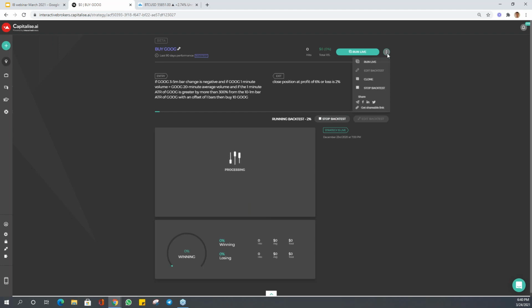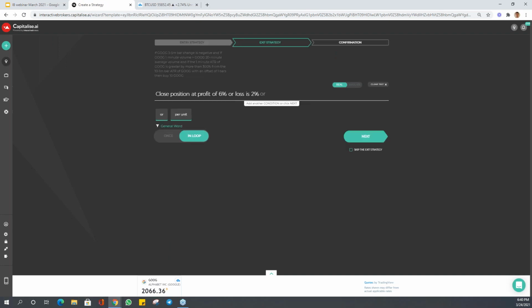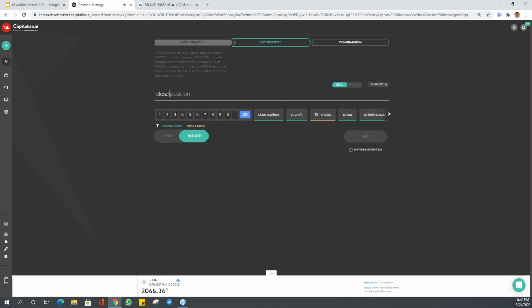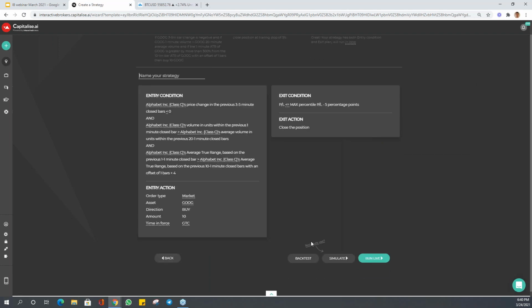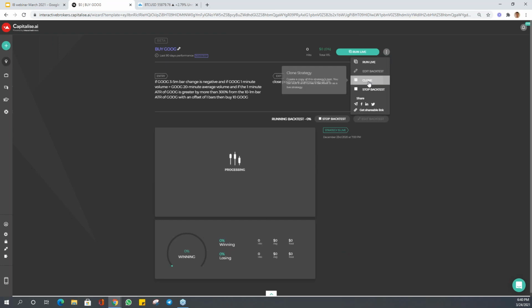Let's quickly clone. Remember, to optimize or to create this exact same strategy, just clone it. So we'll clone, and let's leave the entry as is and change the exit. Let's change the exit to close position, oh, let me get my syntax right. Close position at trailing stop of, let's say, 5%. Okay, and let's backtest. And remember, you don't have to stay on here. You can just clone it. It will run in the background.